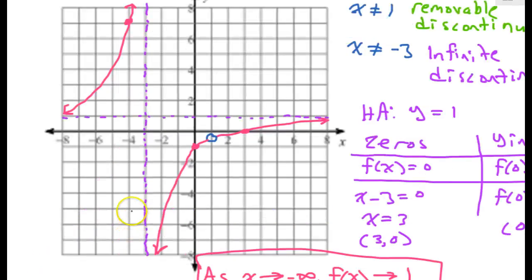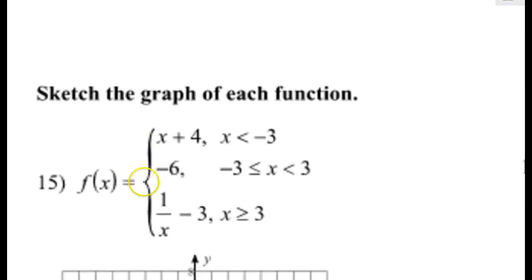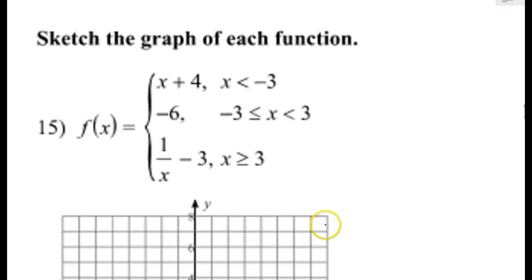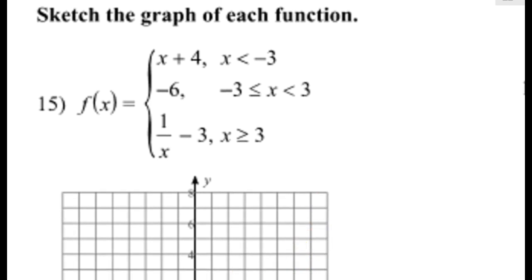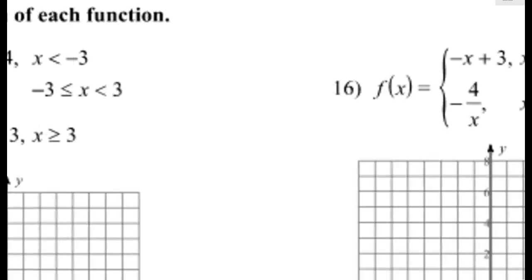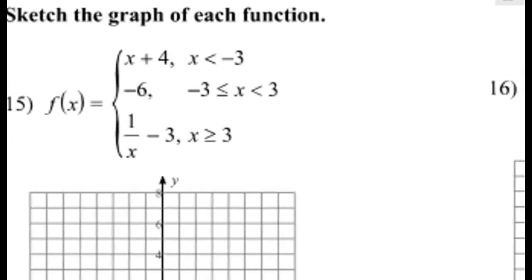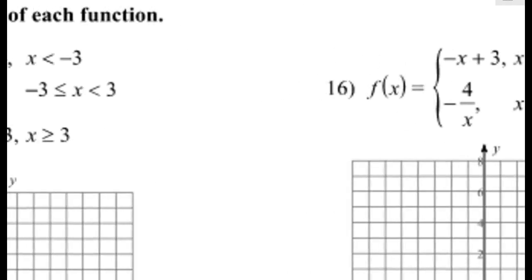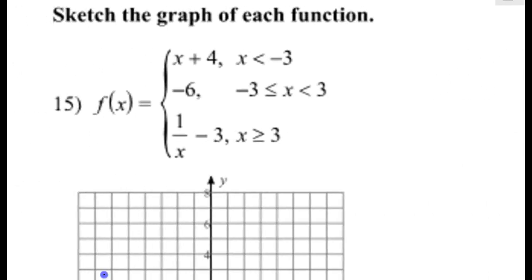Alright, that took a little bit too long to graph the rational functions, so I'm going to have to show you how to draw the graph of a piecewise function on the next video. We'll do these two functions on one more video. Hopefully it won't take that long.